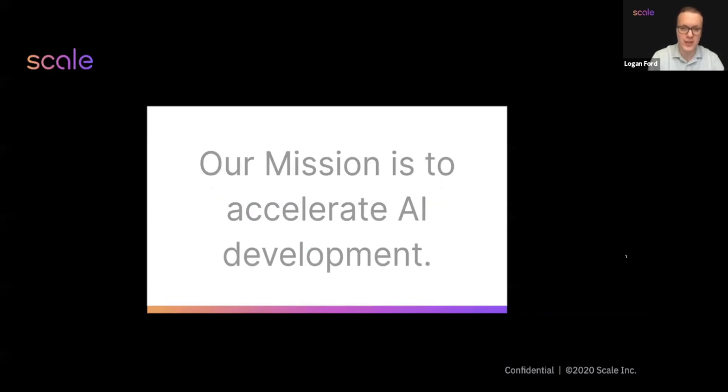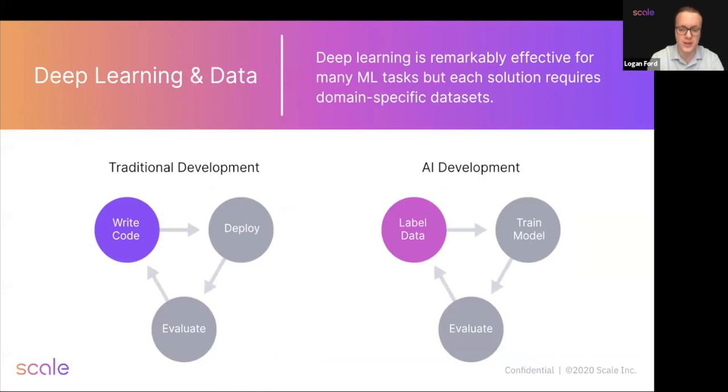So for an intro to Scale, our mission is to accelerate AI development. And the main viewpoint that we have is that analogous to traditional software development, where most of the behavior is defined in the code itself. Of course, your architectures and systems definitely limit or enable you to enact different behavior, but very substantially, the code is what actually defines how your system behaves.